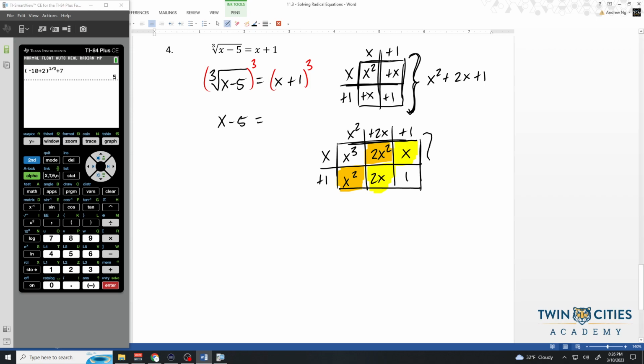This gives me x cubed plus 3x squared plus 3x, then plus 1. So the cube root of x minus 5 equals x plus 1, cubed is this whole thing: x to the third plus 3x squared plus 3x plus 1.